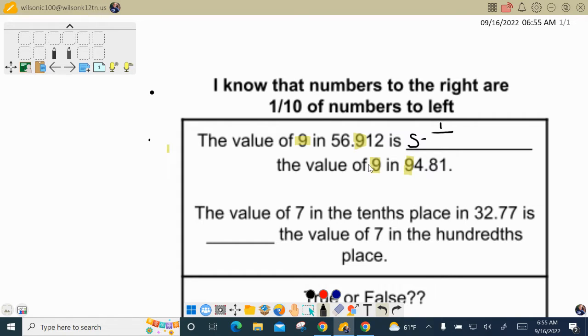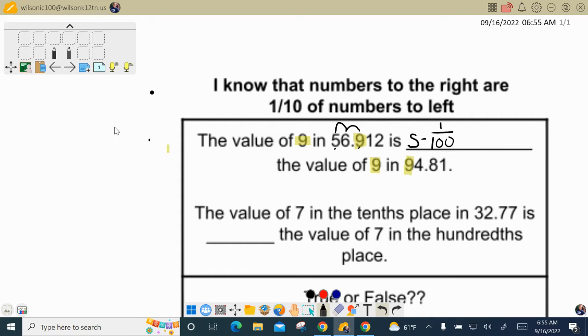So I'm going to go ahead and set that up. Anytime we know it's smaller, we're going to have a fraction. So next thing to do is to hop. I know I'm going to need to hop from the tenths place to the tens place. So let's count our hops. 1, 2, 2 hops. So I know that's going to be 100 with 2 zeros.